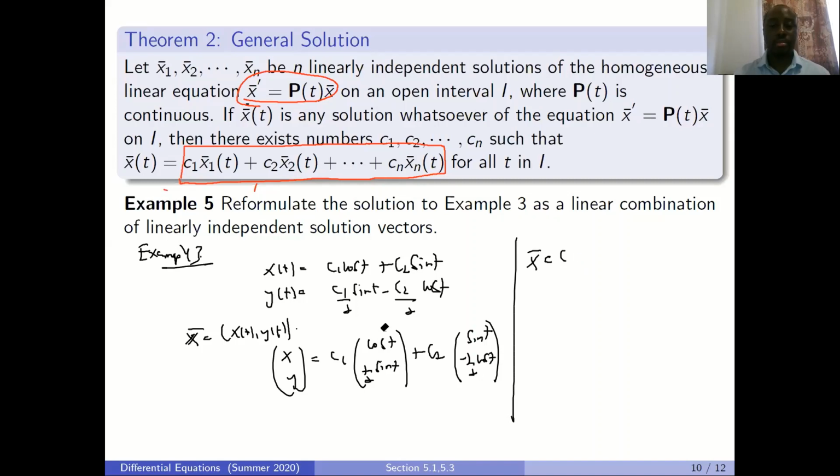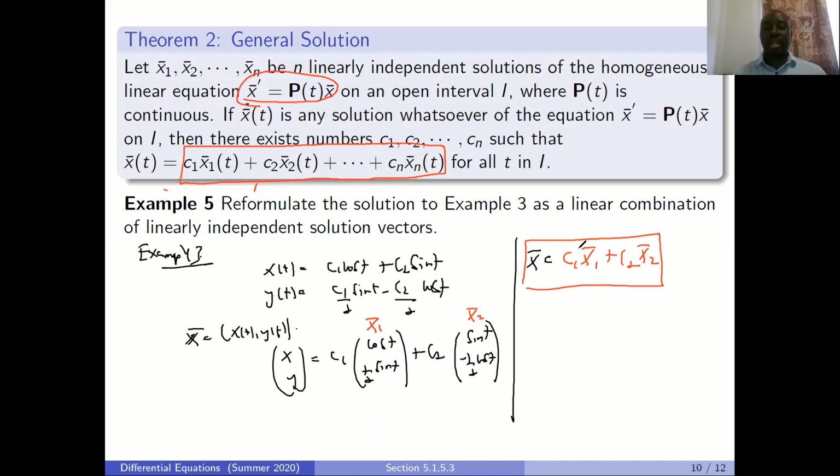Vector 1 being, let me just use the same notation, x bar 1, and this being x bar 2. I can write down my general solution x bar as c1 x bar 1 plus c2 x bar 2. So this is not any different from the solutions that we've constructed so far.